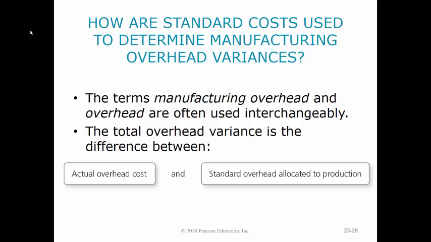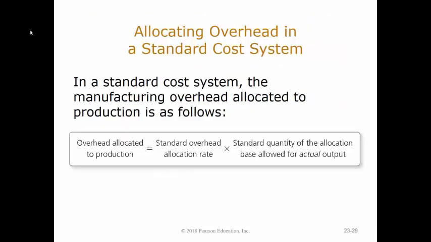With our variances for direct materials and direct labor out of the way, we can move on to our variances related to our company's overhead. And the variance for overhead is the difference between your actual overhead costs, so all of the costs that you paid for production, which weren't directly traceable to materials or labor, and the standard overhead allocated to production. Well, what exactly is that?